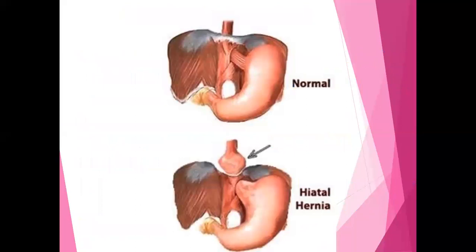Normally, if we look at this abdomen, this is the esophagus, this is the esophageal opening, this is the diaphragm. Whenever there is either a short esophagus or an abnormally large opening for the esophagus, the contents lying in the lower end of the esophagus is called a hiatal hernia.